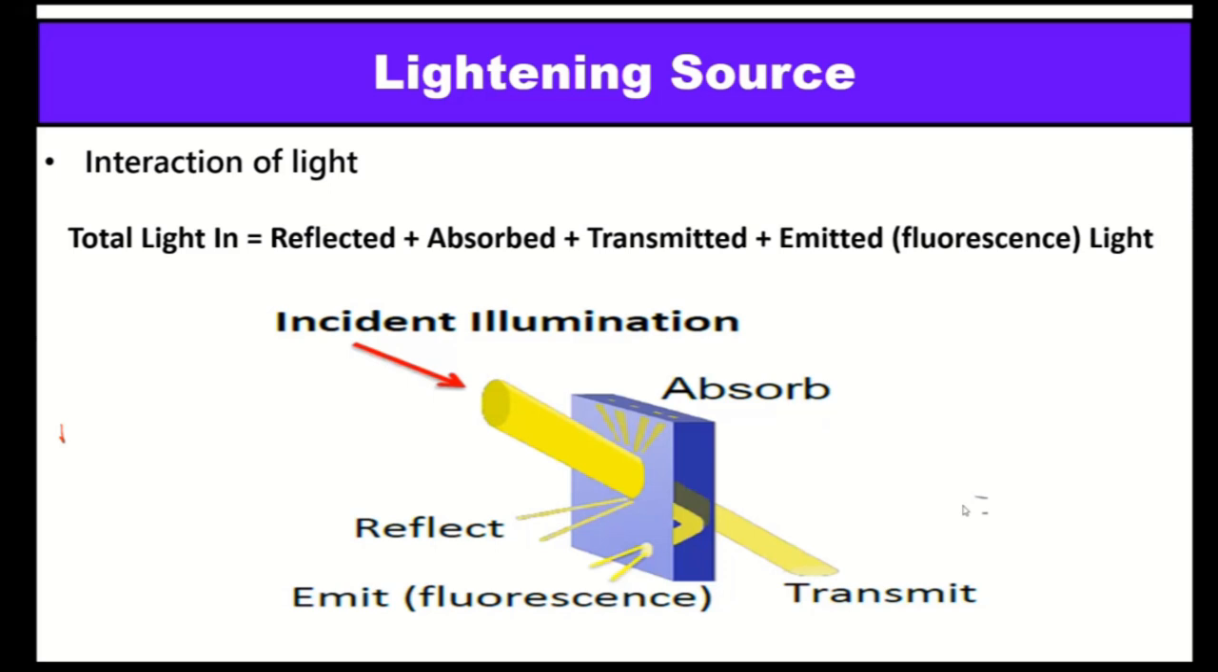And all these reflections are captured by the camera. The other parts, absorption and transmission, are generally not in our control. So to get a good image, maximum reflection should occur on the lens of the camera so that we can capture a better image.